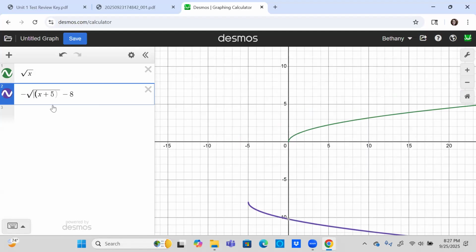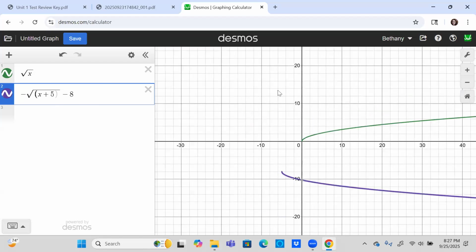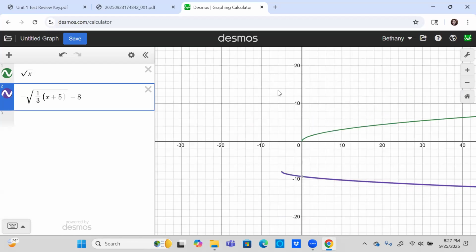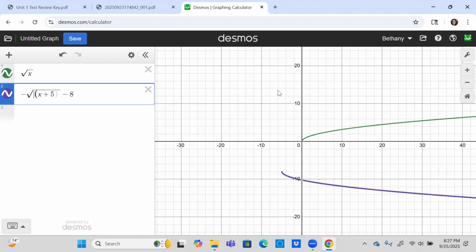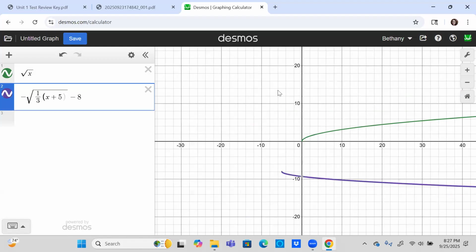And then I'm going to add a 1/3 in here. And so this should get horizontally stretched. So it should be like 3 times as fat. Yeah, that is hard to see. Let me take that out. There he is. Looking at the blue one there, green is the parent. And there it is. That's hard to see. Kind of just have to know that one. But there we go.